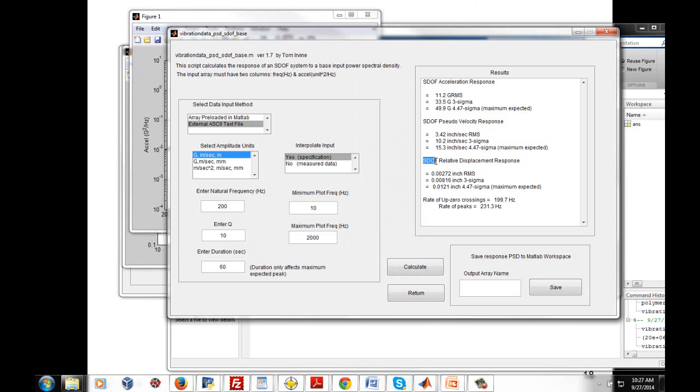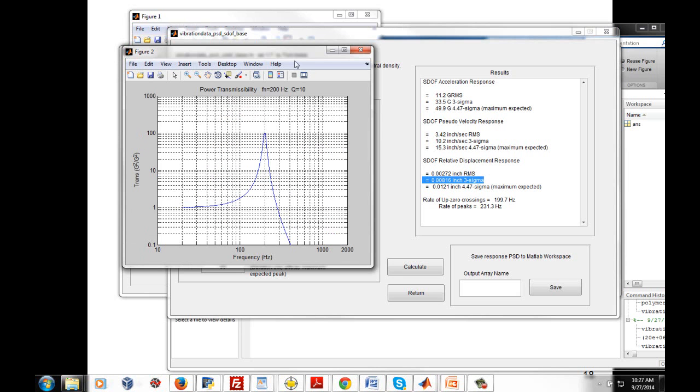Okay, so our single degree of freedom relative displacement response for the 3 sigma value, which is the one that ties in with Steinberg, is about 1/8,000th of an inch. And you might say to yourself, hey, wait a minute, that's just the same as what we got from Miles' equation. So isn't Miles' equation good enough? Well, the answer is kind of both yes and no.